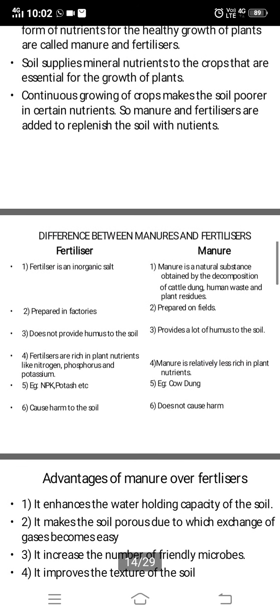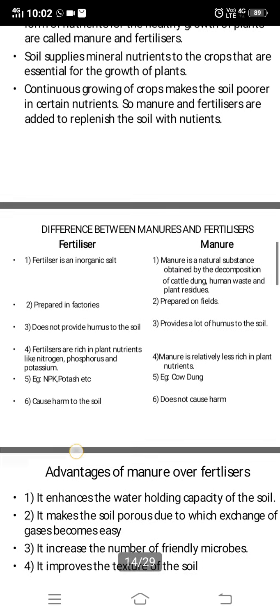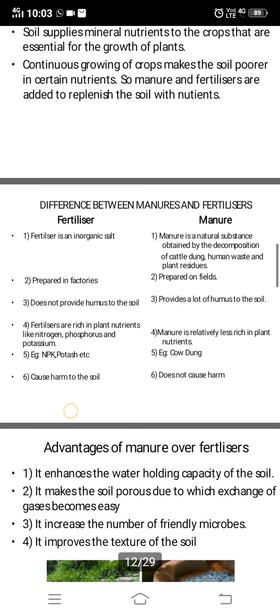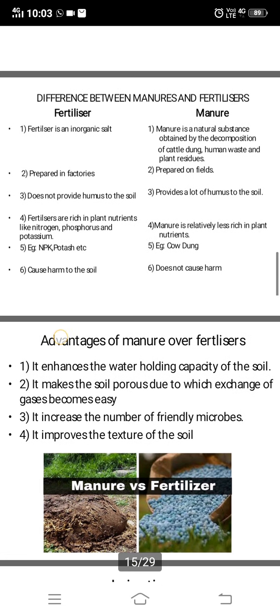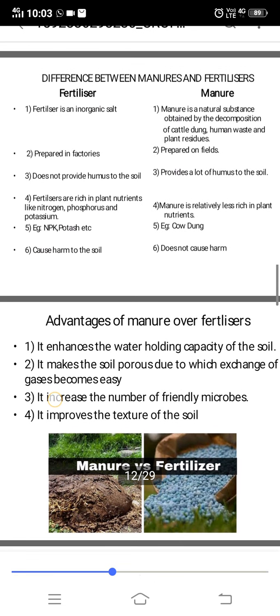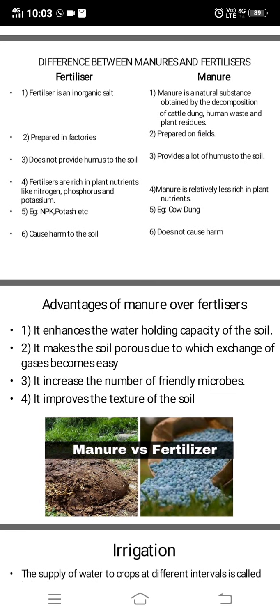An example of fertilizer is NPK. NPK stands for nitrogen, phosphorus and potassium, K. Potash is another example of fertilizer. Cow dung is an example of manure. Fertilizers cause harm to the soil. Manure does not cause harm to the soil. Now, what are the advantages of manure over fertilizers? I told you, manure will not affect the soil, whereas fertilizers may harm the soil.